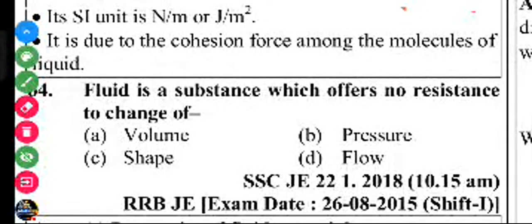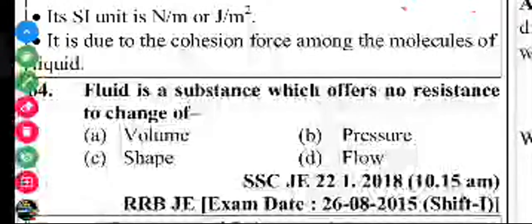Fluid is a substance which offers no resistance to change of.